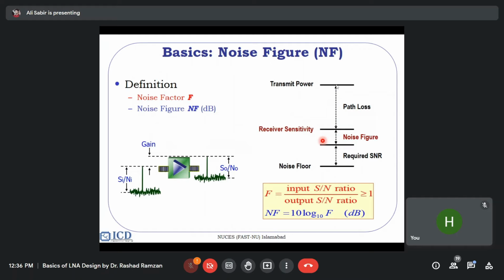The second thing we will have is the noise figure definition. This is the noise floor, the required signal to noise ratio, this is the noise figure, and this is the path loss coming from the antenna. If we represent it in dB, it's called the noise figure. And if we represent it on a linear scale, then we call it the noise factor.